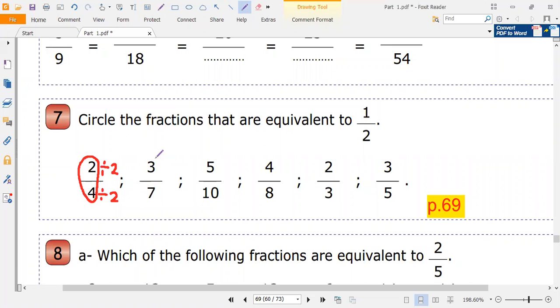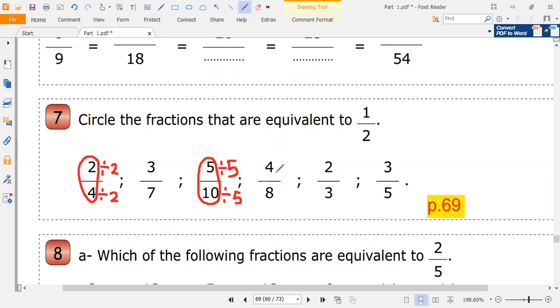To get 1/2. If we divide the 3 by 3, we get 1, but we can't divide the 7 by any number to get 2 because no number times 2 is equal to 7. So this fraction is not equivalent to 1/2. Now here if we divide by 5, 5 divided by 5 is equal to 1 because 1 times 5 is equal to 5. And if we divide the 10 by 5 also, we get 2. So this fraction is equivalent to 1/2.